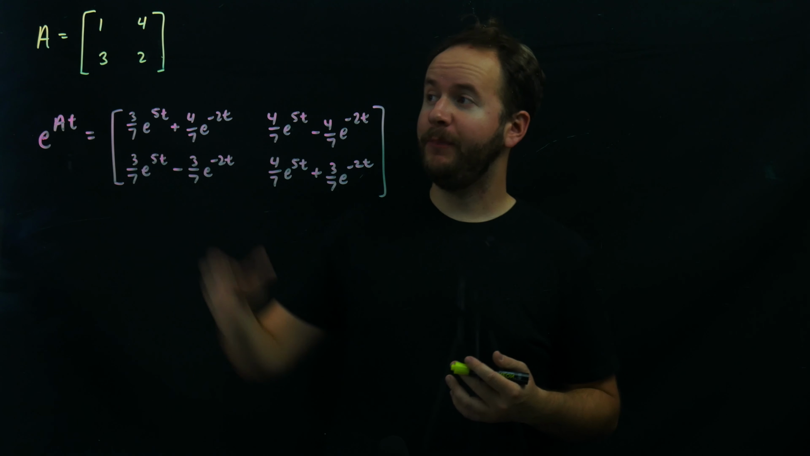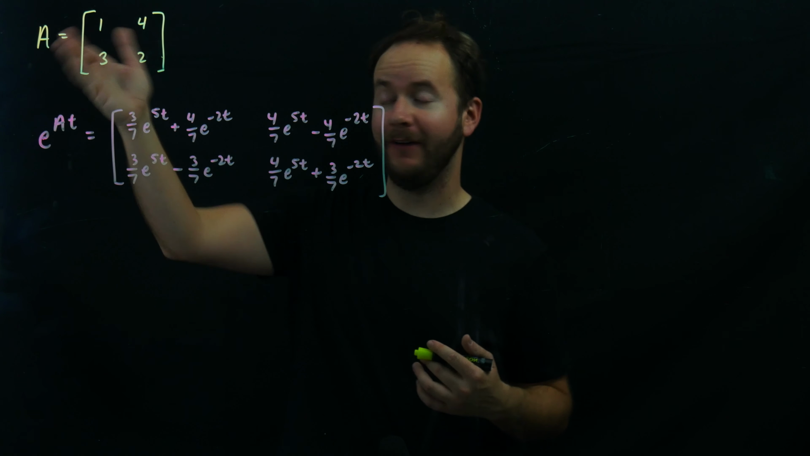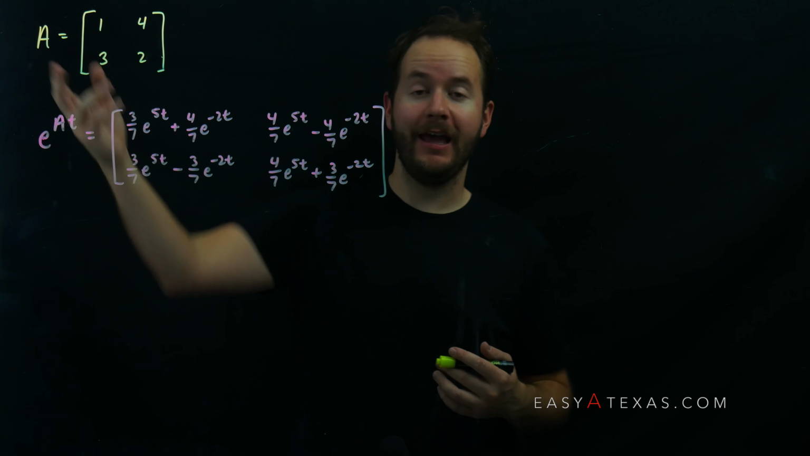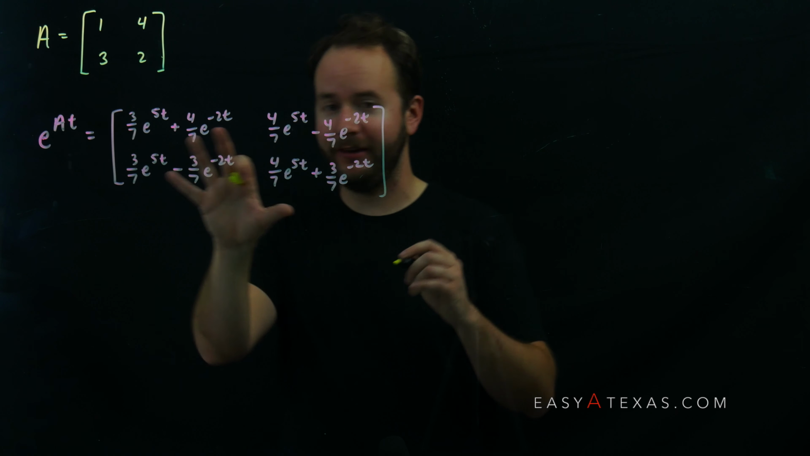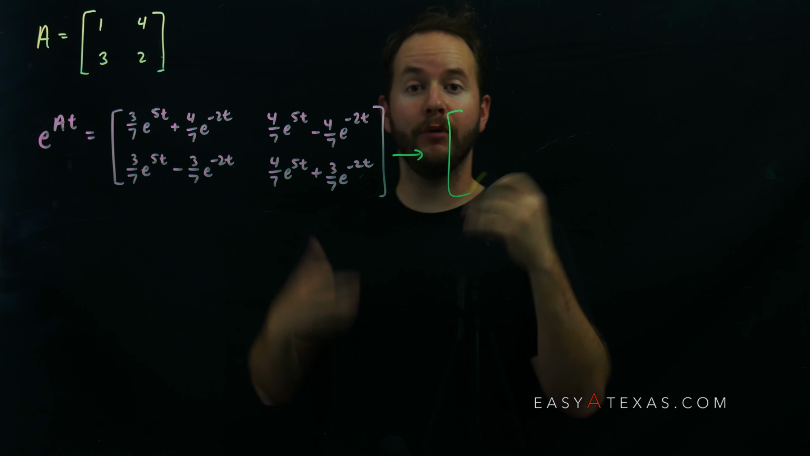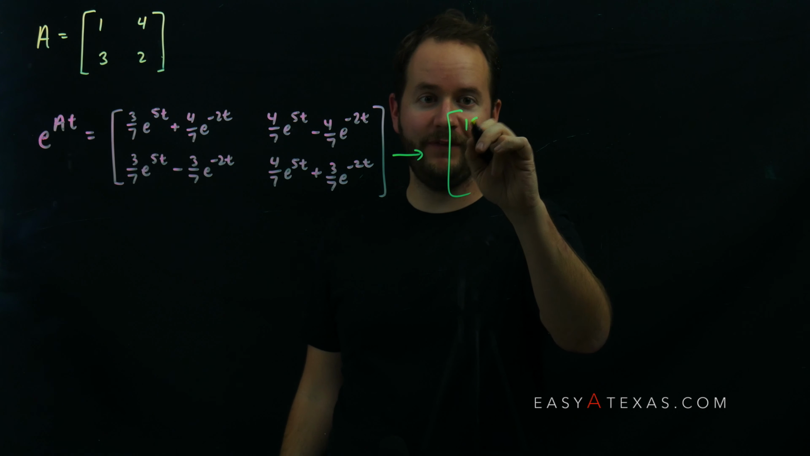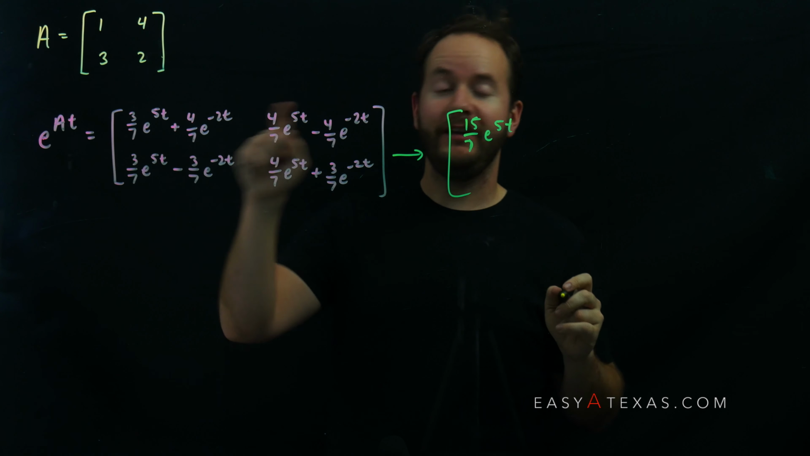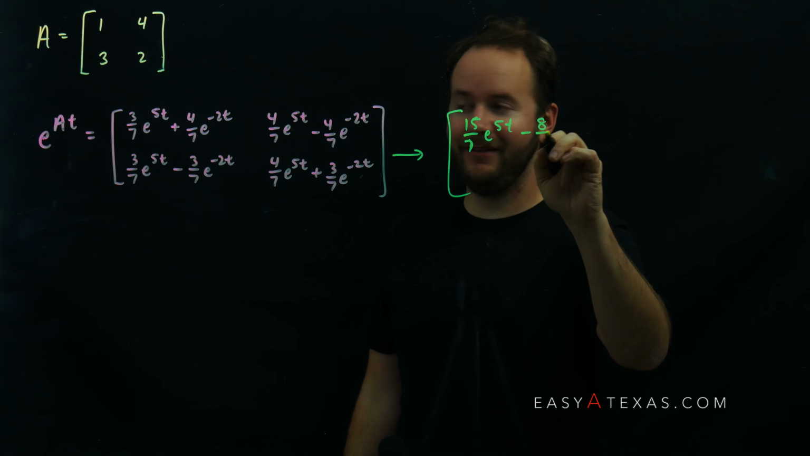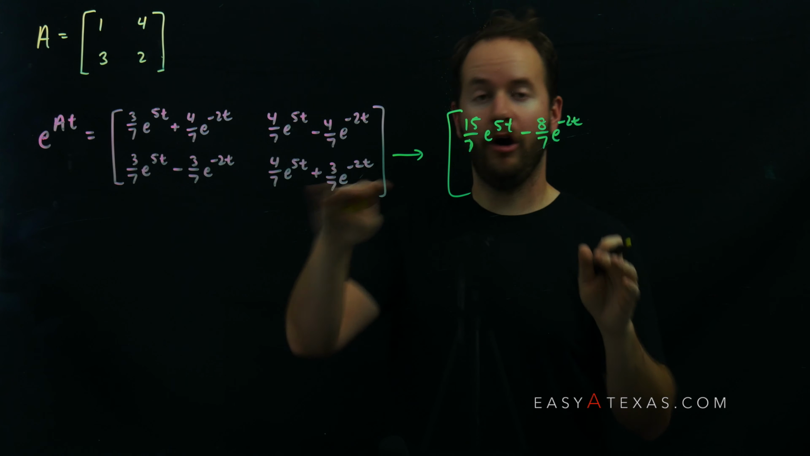Now suppose instead of being given A and trying to find e to the At, suppose you were given e to the At and tried to find A. Well, all you need to do to find A from e to the At is take the derivative of the matrix. So here we have e to the At. I'm going to take the derivative of this matrix, remembering chain rule is going to be at play here. Taking the derivative of 3/7 e to the 5t, that's going to be 15/7 e to the 5t. We have plus 4/7 e to the negative 2t. The derivative, that will be minus 8/7 e to the negative 2t. I'm going to keep taking the derivative all the way through.